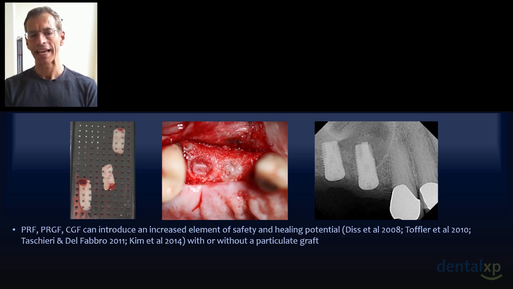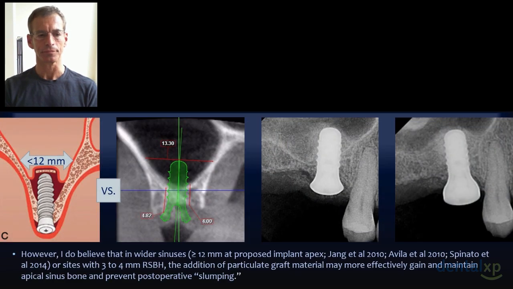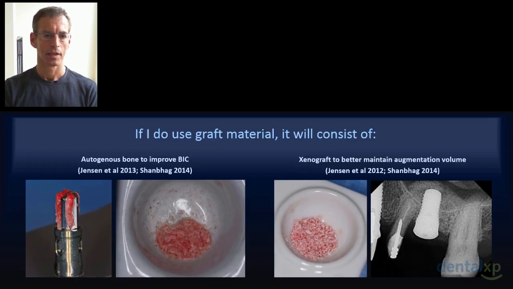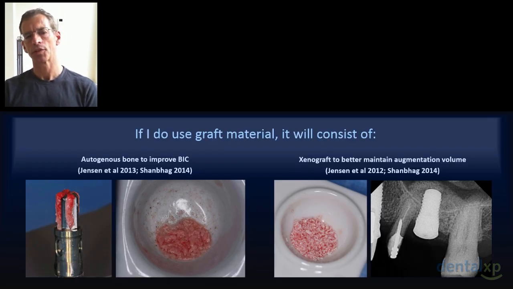Autologous platelet concentrates can introduce an increased element of safety and healing potential with or without a particulate graft. However, I do believe that in wider sinuses or sites with 3 to 4 millimeters of subantral bone, the addition of a particulate material may more effectively gain and maintain apical sinus bone and prevent postoperative slumping. If I do use a graft material, it will always consist of autogenous bone to improve my bone to implant contact and a xenograft to better maintain my augmentation volume.